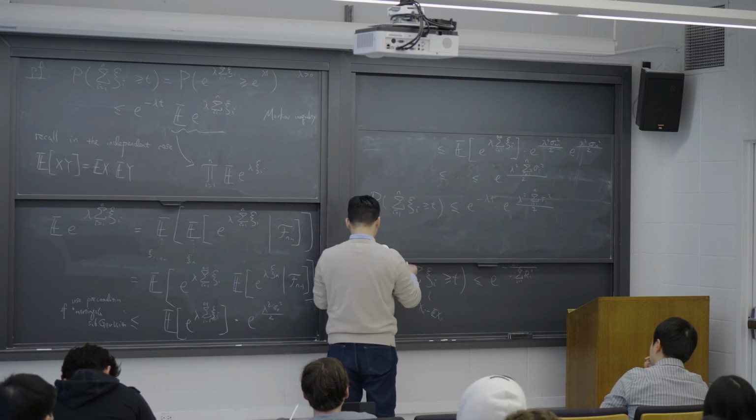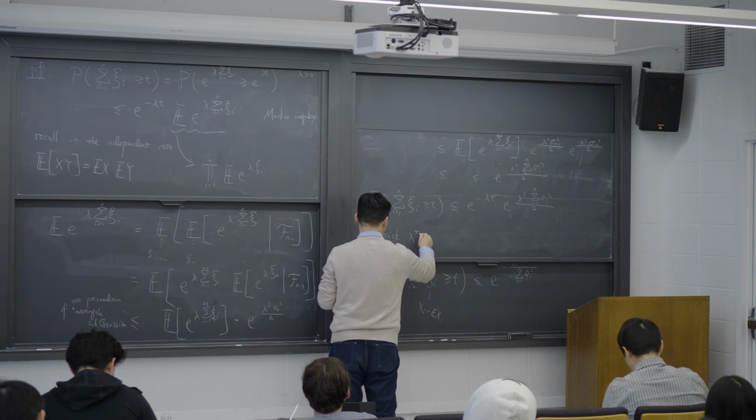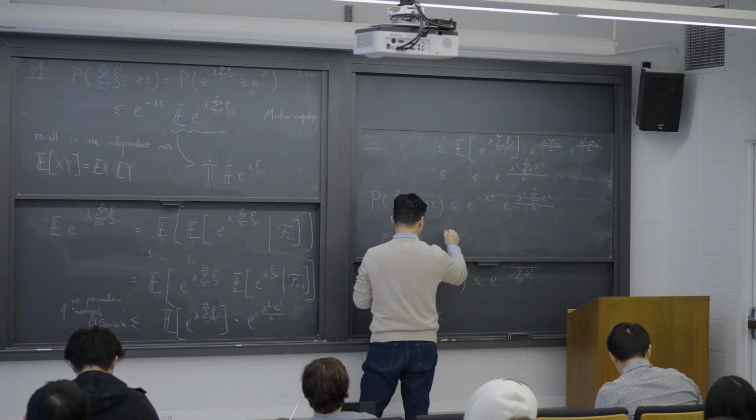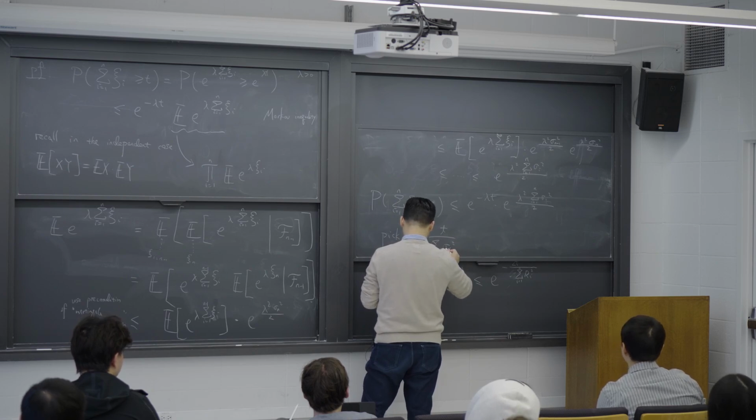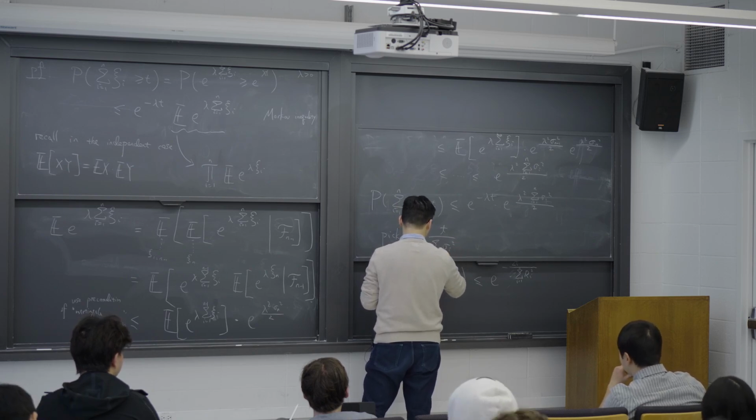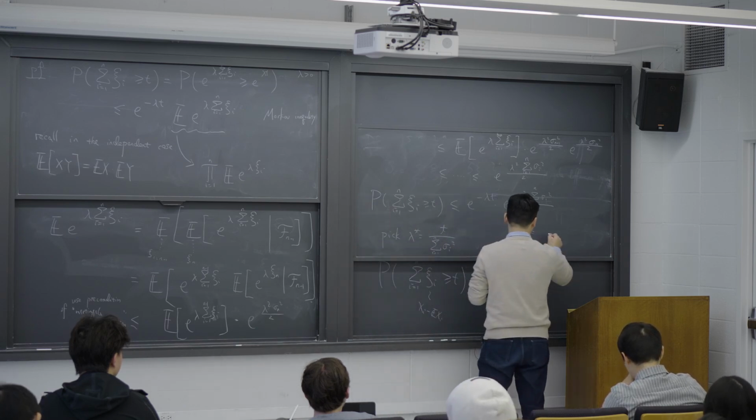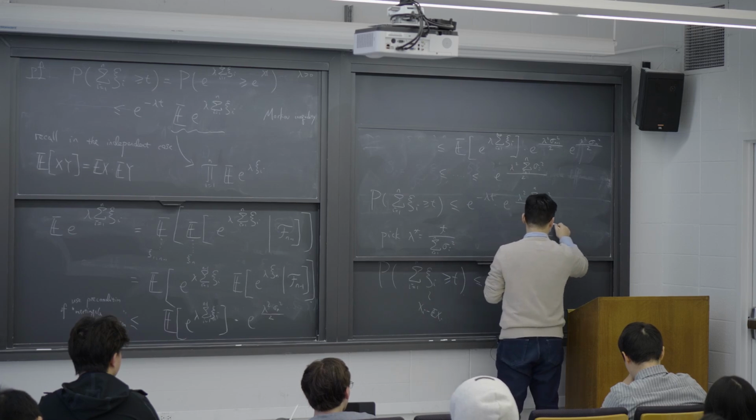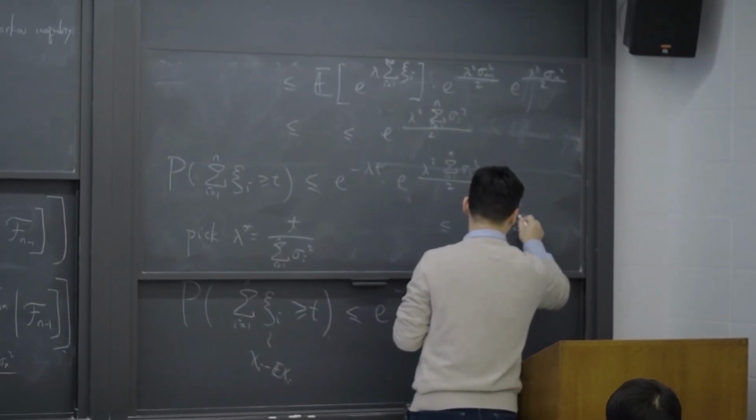So what we can do is just pick the optimal lambda equal to t over the summation of sigma i squared. This is exactly the same as last time when we did the independent Gaussian case. And this becomes less than or equal to e to the minus t squared over 2 times the summation i from 1 to n of sigma i squared.